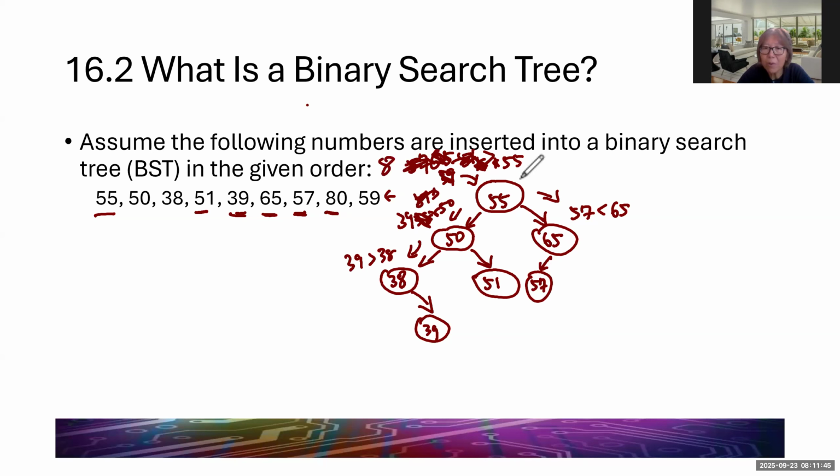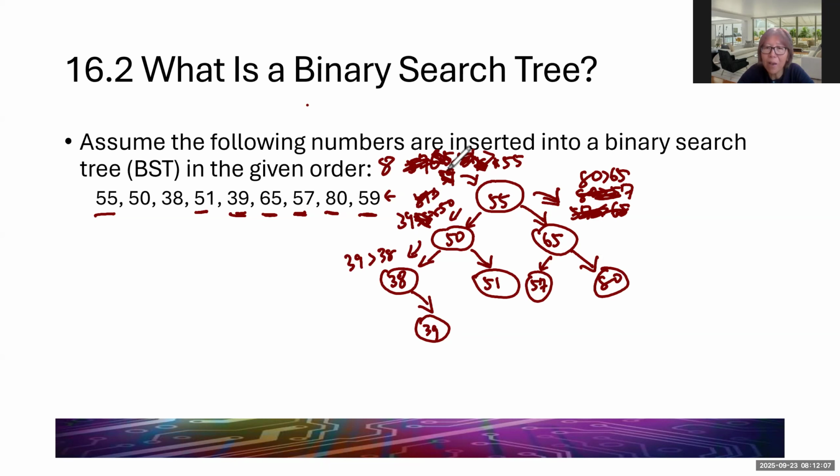And then 80. 80 is greater than 55, so go to its right. Then 80 is greater than 65, so it should go to its right. It's empty, so we add a new one.